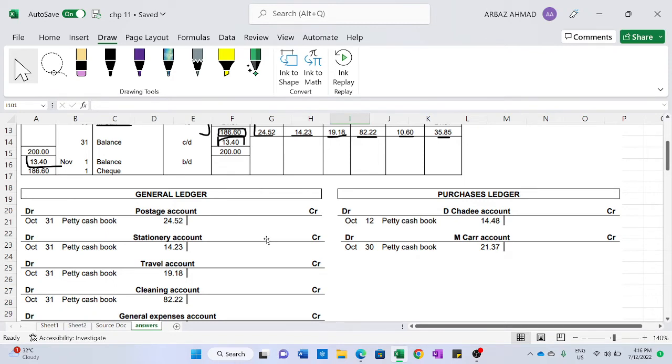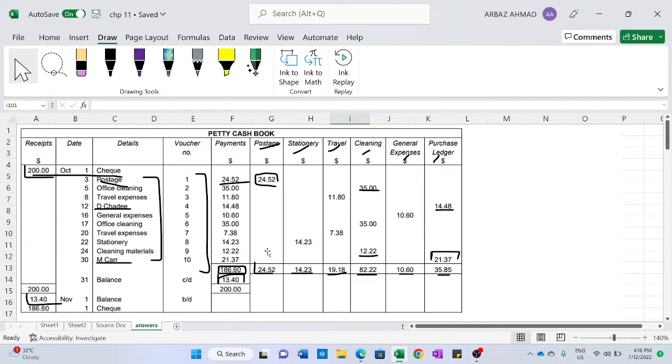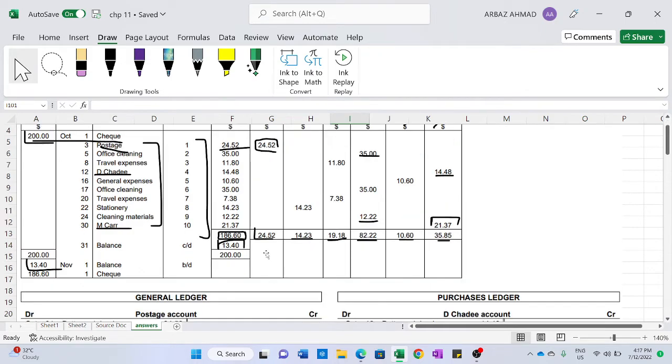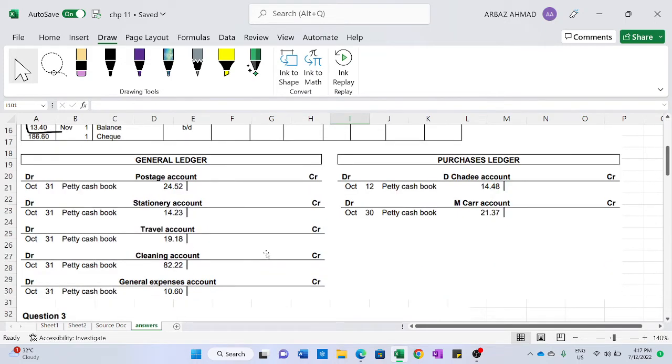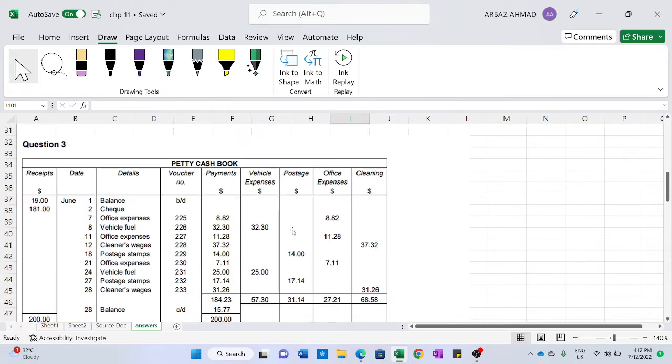Now you can pause the video and try to do your question 2. I hope your question 2 was pretty much right. You may have made some mistakes, but now you can try question 2, and then you can continue with question 3. So moving on to question 3.